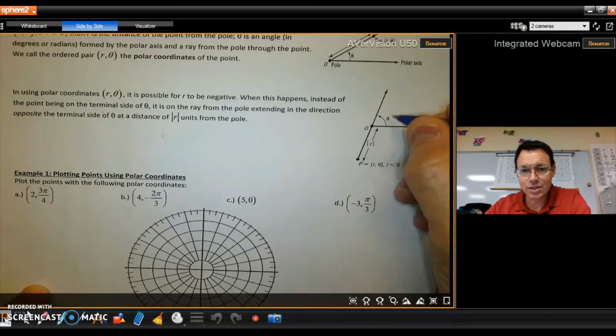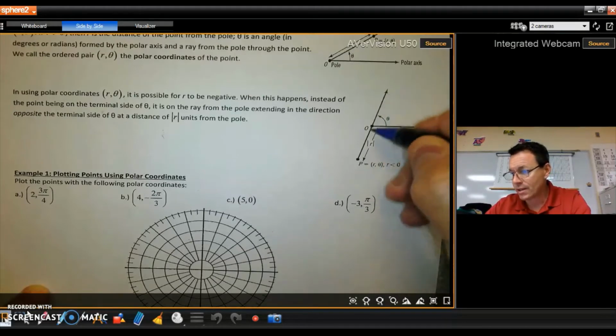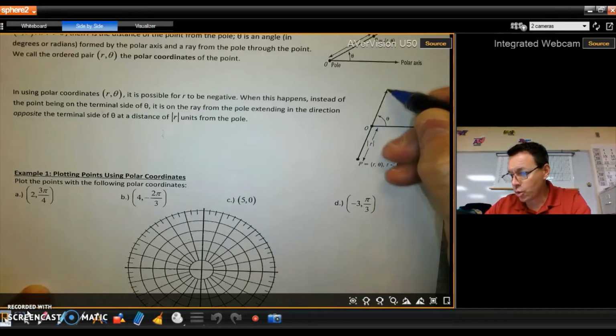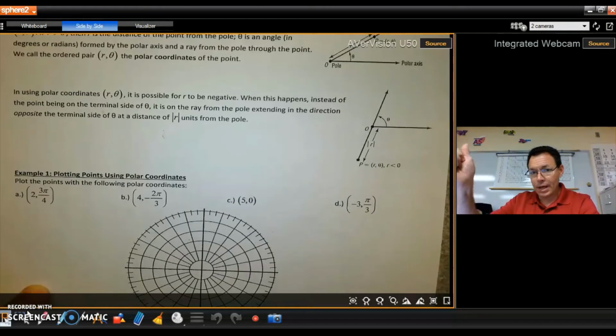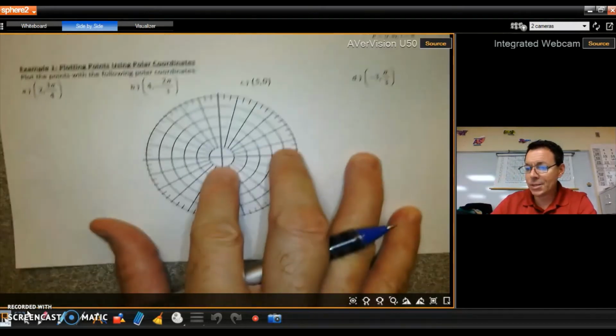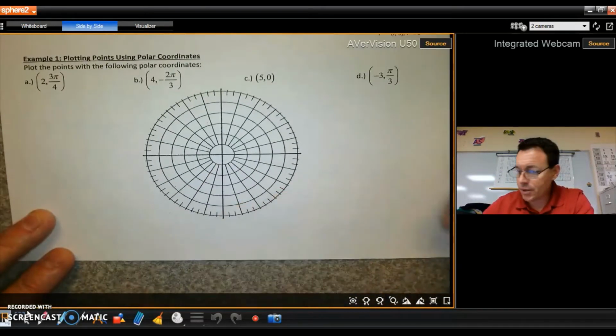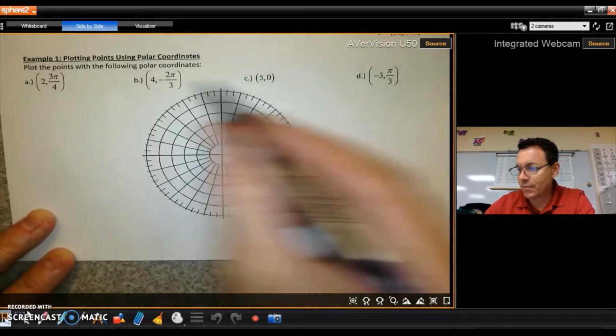Let's say this is 60 degrees. So I look 60 degrees, it's probably more than 60 degrees, but then instead of walking towards that 60, I walk backwards. Okay, think of it that way. That's what a negative r does. Okay, so let's plot some points. You're going to see this is actually pretty easy. The hardest part is going to be finding these points here.